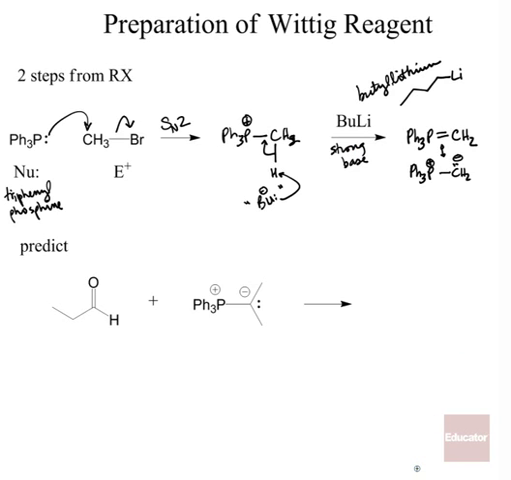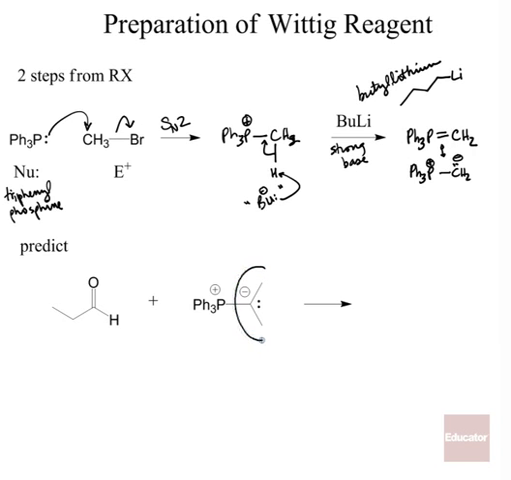Okay, let's try to predict the product for a Wittig reaction. We're starting with an aldehyde or a ketone. This is the substrate for a Wittig reaction. Here's our Wittig reagent. I see we have a P plus and a C minus. And how do we predict the product of a Wittig? Very, very simple. I know the mechanism is a little scary, but predicting the product is very simple.